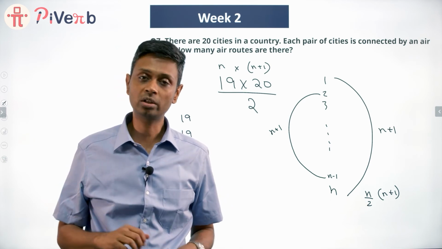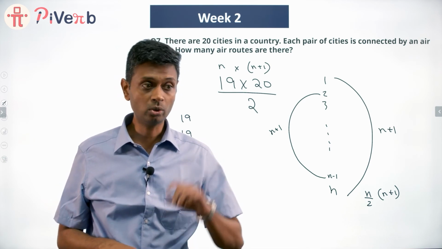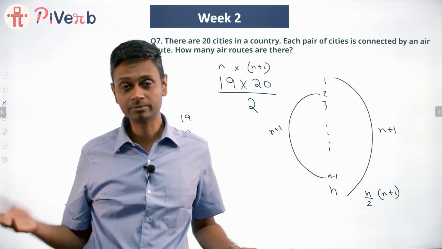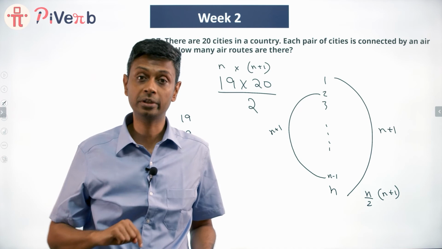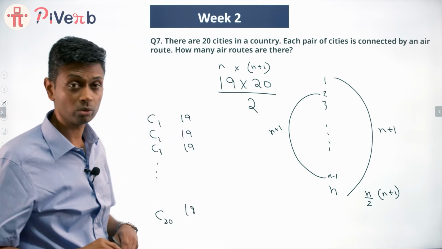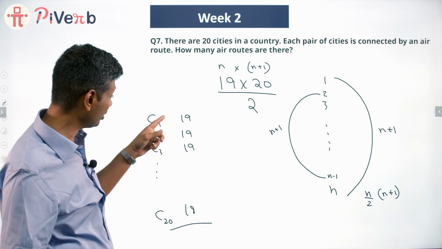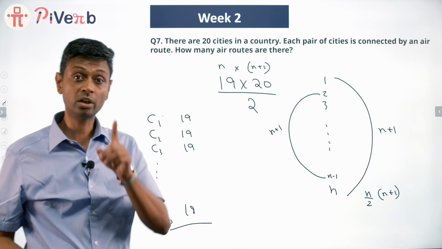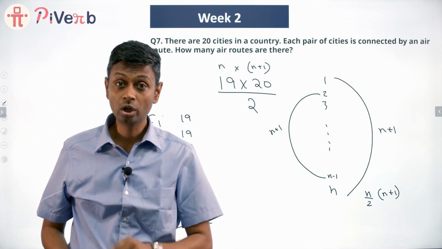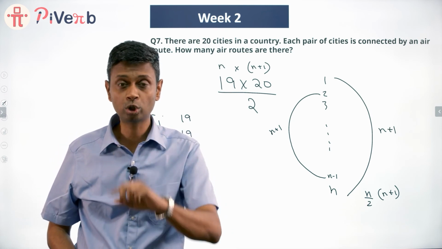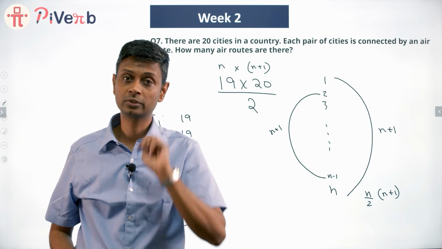Suppose you are listing down all the cities. You cannot say everybody can go to the final city, but you can't go from the final city to anywhere. You can. Why should we discriminate against C20? So from each city there are 19 routes. But now think about it. From C1 to C5, you would have counted that route. That same route, you would have counted from C5 to C1 also. So every route you count twice when we do this method.